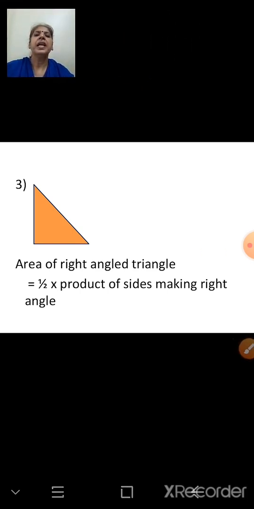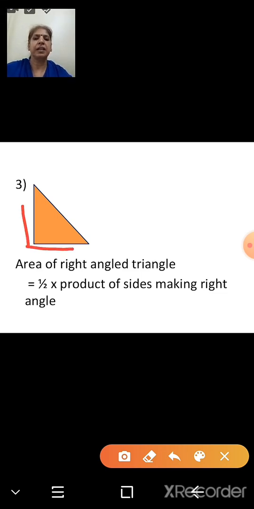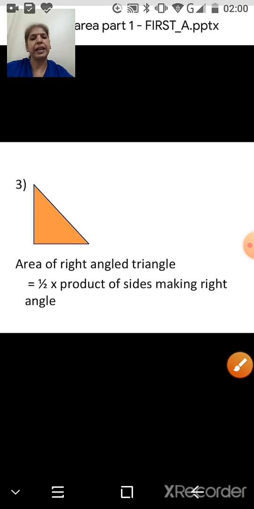Now area of a right angle triangle. This is a right angle triangle and these are the sides forming right angle. So area of a right angle triangle is half into product of sides forming right angle, or sides making right angle. So remember, area of right angle triangle, half into product of sides forming right angle.